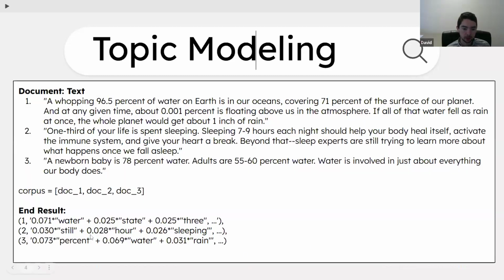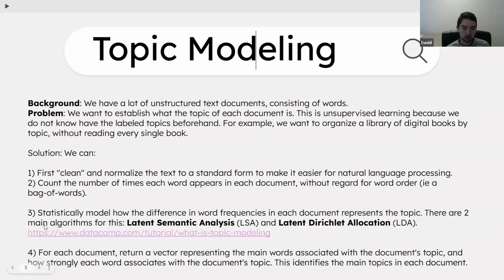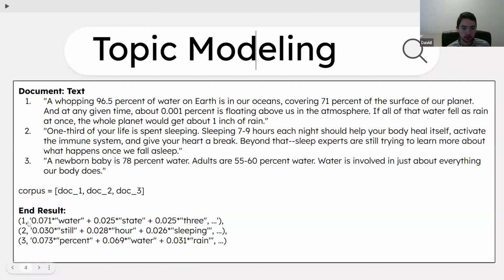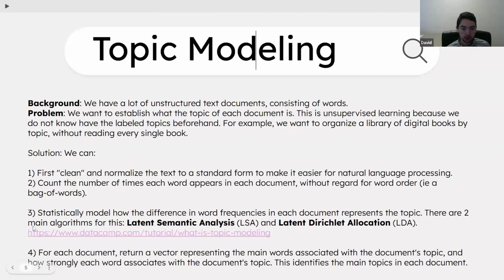So basically, you can see the end results here. And so this will identify the main topics in each document.